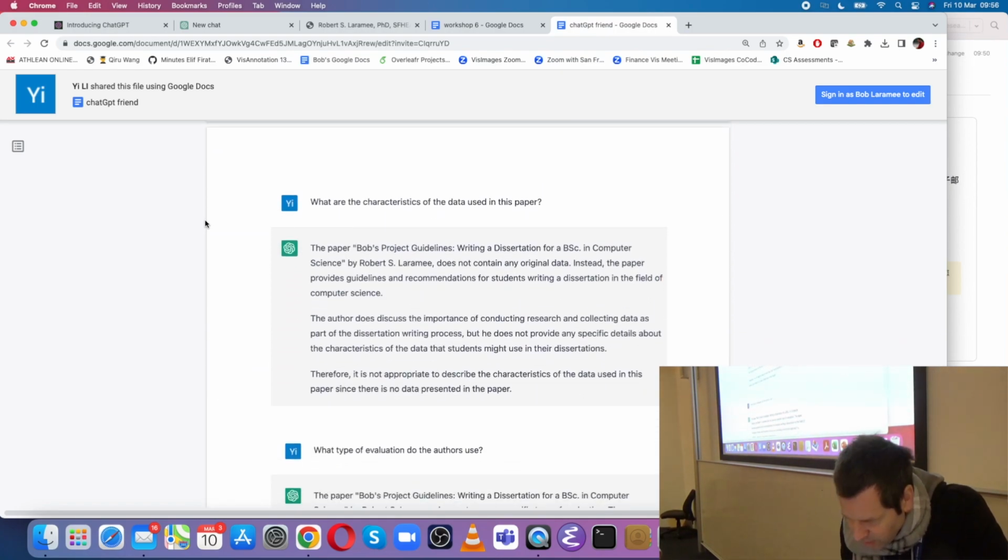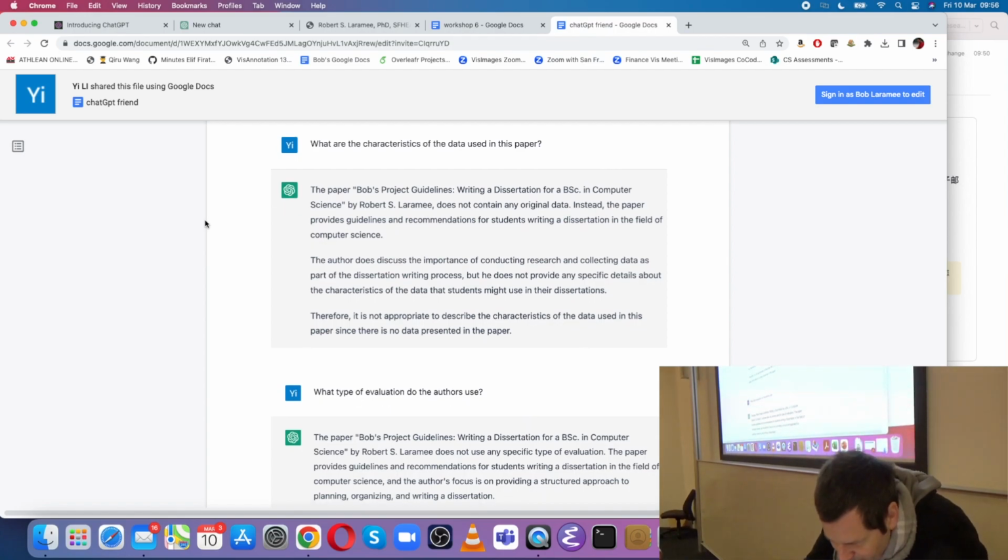What are the characteristics of the data? Okay. Not contain any original data. Instead, the paper provides... Yes, that's correct.